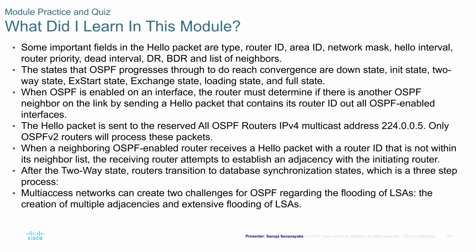When a neighboring OSPF-enabled router receives a Hello packet with a router ID that is not within its neighbor list, the receiving router attempts to establish an adjacency with the initiating router. After the two-way state, routers transition to database synchronization states, which is a three-step process, right?